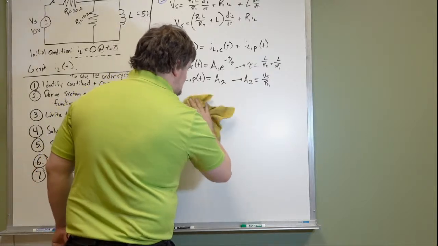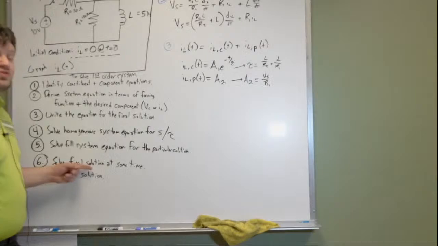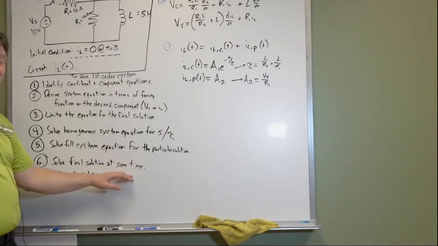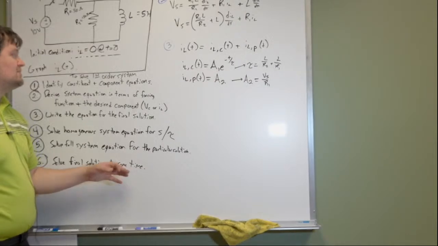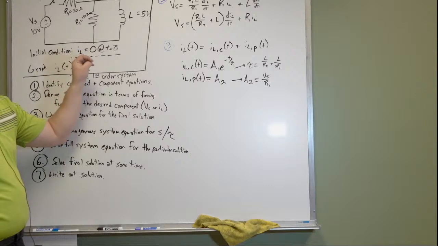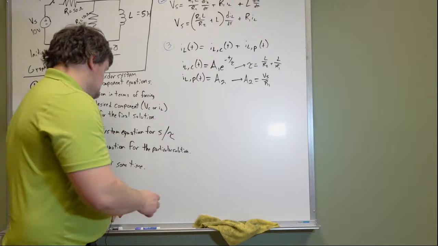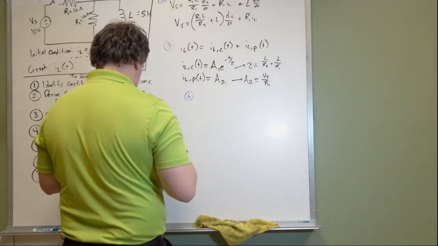Now, for step number 6, we solve the final solution for some given time. We have to know what the system is doing at some time. That is our initial conditions. So we go back up here, and at time equals 0, there's no current flowing through the inductor, so we can solve for that. So, step 6.